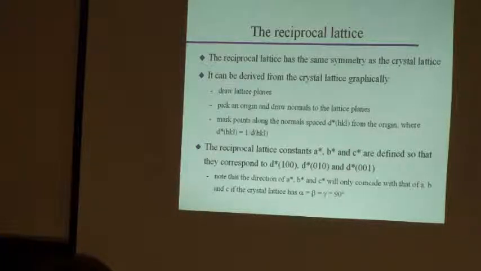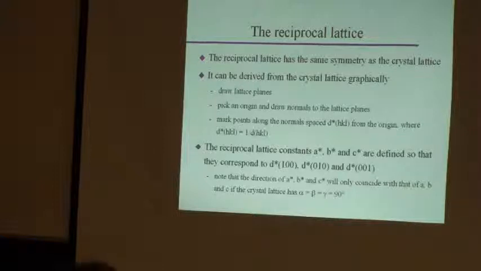After you draw these normals, you mark points along these normals. Okay? And these points should be spaced at equal spacings. And these spacings are called D star HKL. Now this is something that you'll find over and over again. When we talk about reciprocal space, we put a little star on lattice constants, on spacings, just to designate that this is reciprocal space. Okay?